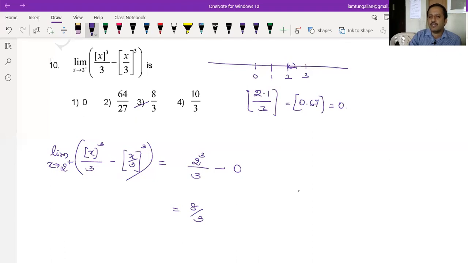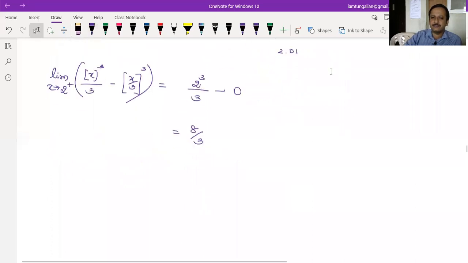So instead of 2.1, if I take 2.01, then also the result will be true, because step of 2.01 is also 2. 2 cube is 8, 8 by 3 minus 2.01 by 3. 2 by 3 is 0.6666, so 2.01 by 3 is also very close to that, 0.66667. So step of 0.66667 is equal to 0. In that case also we get the same answer. Therefore, 8 by 3 is the answer.